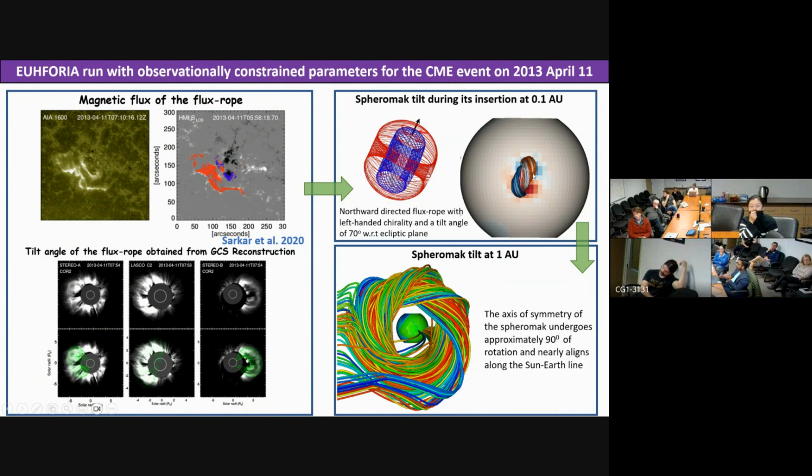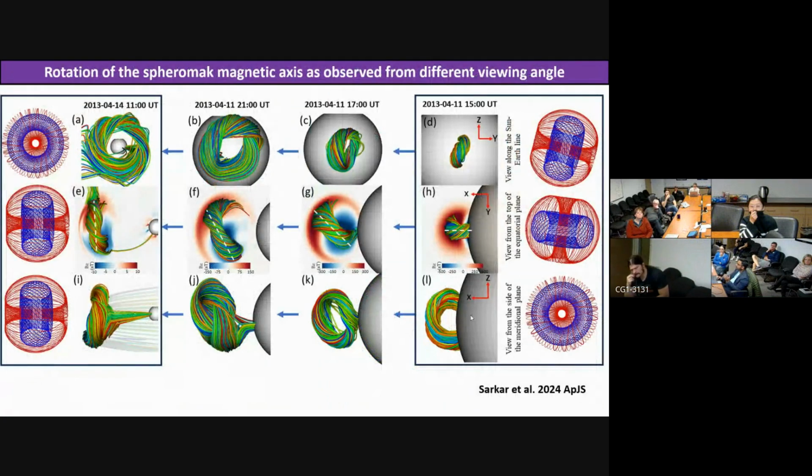But now what we have observed is that as this structure is propagating out in the heliospheric domain, it rotates almost 90 degrees. That means if we just look through the Sun-Earth line, we cannot see the core part of the spheromak from here. But as it rotates almost 90 degrees, we start to see the core structure of the spheromak.